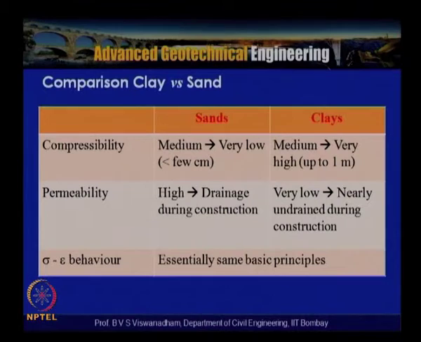So, if you compare clay versus sand, clay is a fine grained material with very low permeability, and sand is an example of a coarse grained material with, let us say, 0% fines. The compressibility of sand is medium to very low, less than a few centimeters. In the case of clays, it is medium to very high, up to 1 meter. The settlements can go up to 1 meter to 1.5 meters in certain types of soft clays.